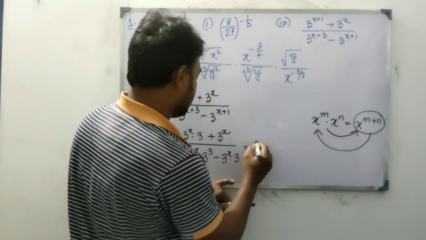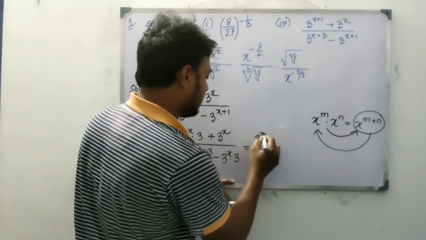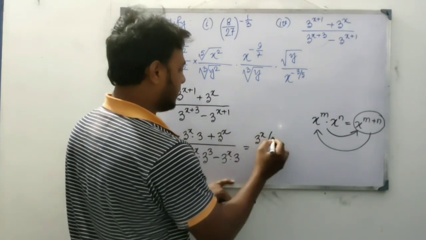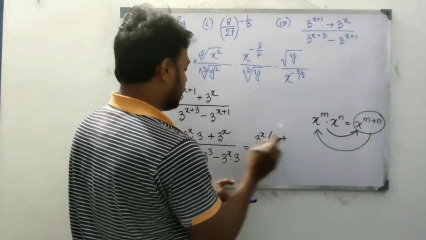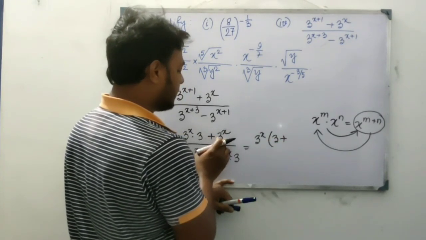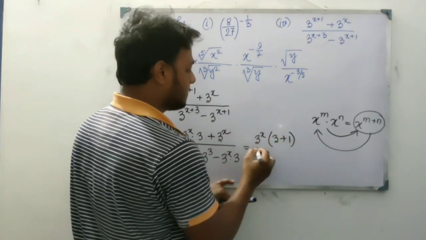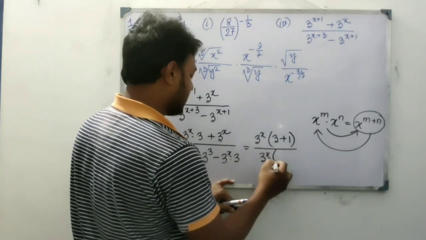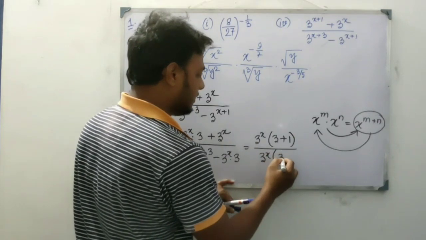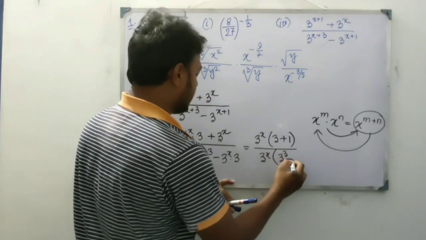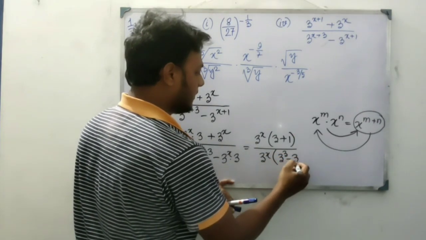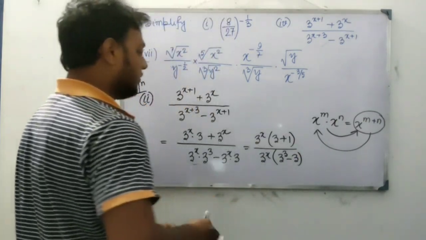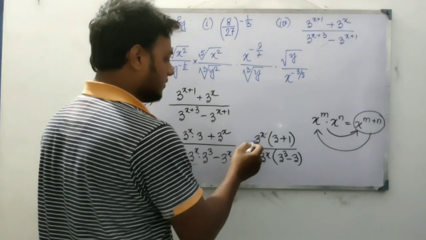So take it, that equals, if you take out 3 to the power x, then the remaining term in the numerator is 3 plus 1, since we have taken common 3 to the power x. And from the denominator, if we take common 3 to the power x, then the first term is 3 cube minus 3. Okay, so here 3 to the power x and 3 to the power x cancel out.